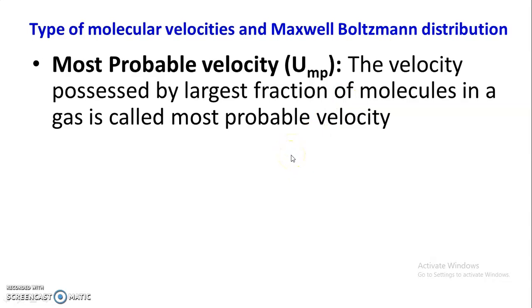And what is the meaning of this? The velocity possessed by the largest fraction of molecules in a gas is called most probable velocity. This most probable velocity is given by, or is equal to, under root 2RT upon M, where R is the universal gas constant, T is absolute temperature, and M is the molar mass of the gas molecule.